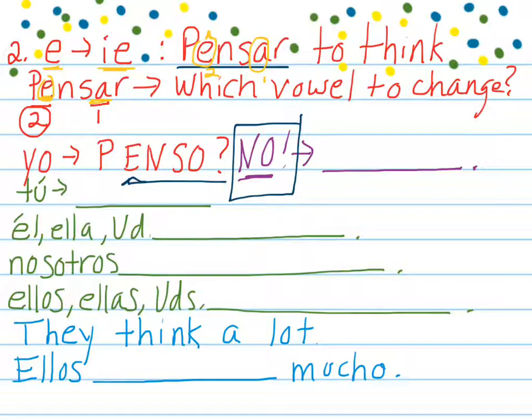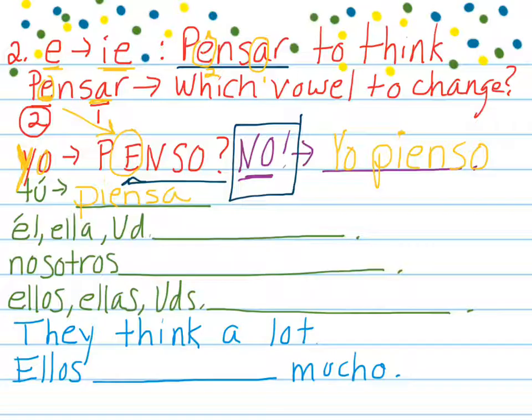If I want to conjugate this puppy, if I want to say I think, is it going to be yo penso? Do I just keep that E the same when I start messing with it and changing it? No, when I start conjugating it and putting it into different forms to show who is thinking, it has to change to an IE. So I would get yo pienso. I think or I am thinking. Yo pienso. What would the tú form be? It would be piensa.